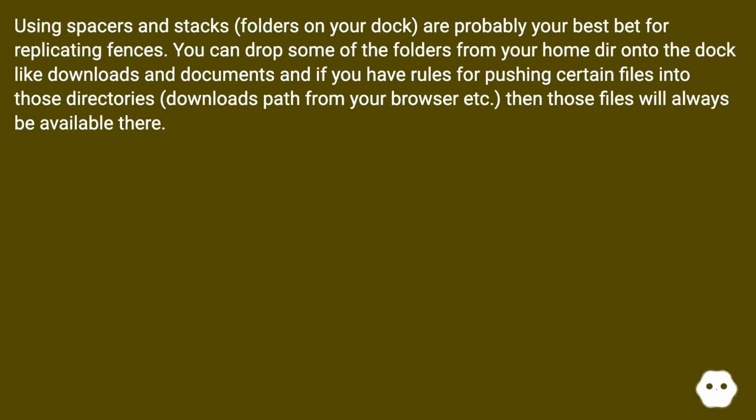Using spaces and stacks folders on your dock are probably your best bet for replicating Fences. You can drop some of the folders from your home dir onto the dock, like Downloads and Documents, and if you have rules for pushing certain files into those directories, like the download path from your browser, then those files will always be available there.